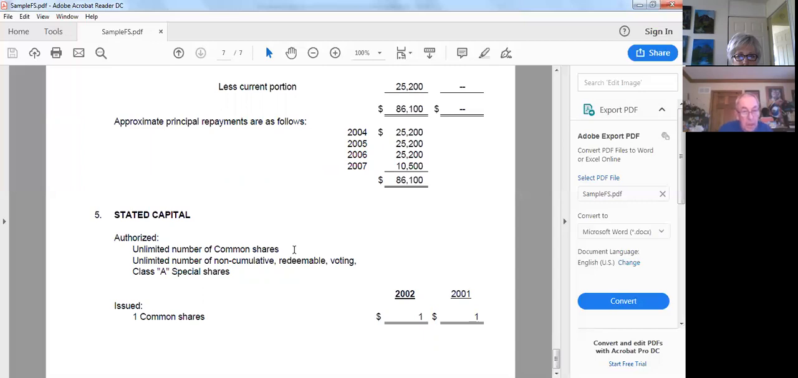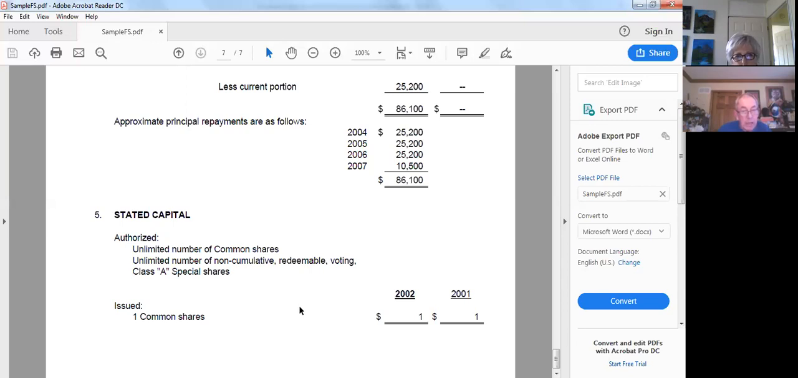And then there's also an unlimited number of non-cumulative, redeemable, voting, Class A special shares, which I'm not going to go into all the detail on, but Class A special shares are special types of common shares. Non-cumulative means that they don't accumulate in terms of voting. Redeemable means that they are redeemable going forward at a specific time for a specific amount. Issued is the number of shares that have been issued. We've issued one common share to one stockholder, which is probably the owner of the company.